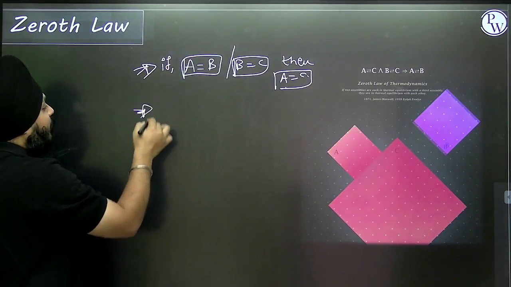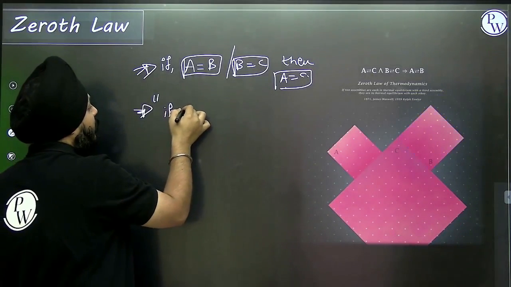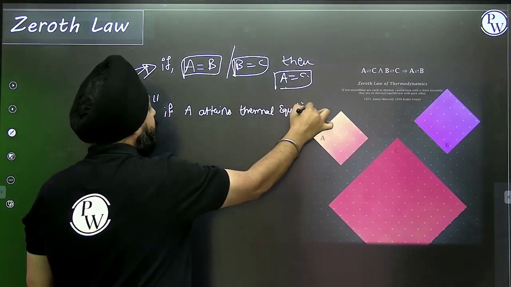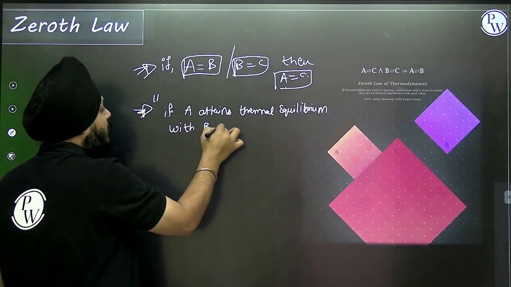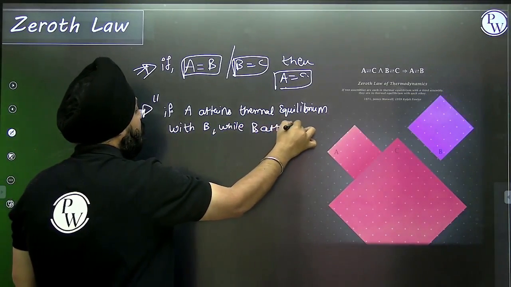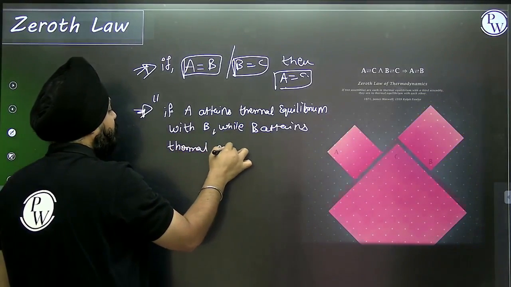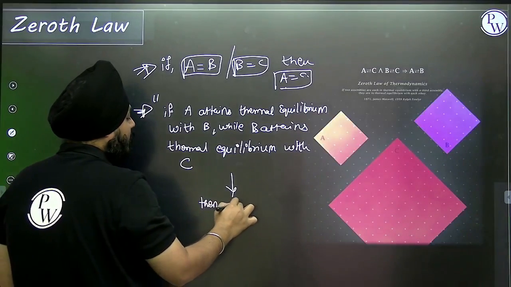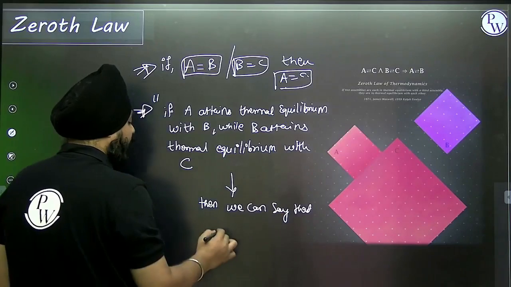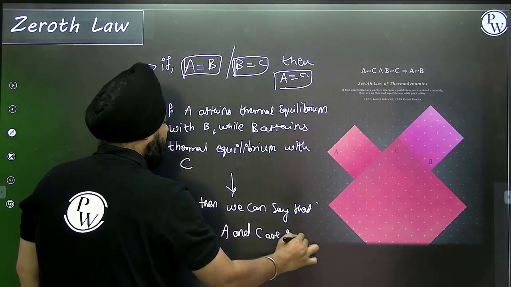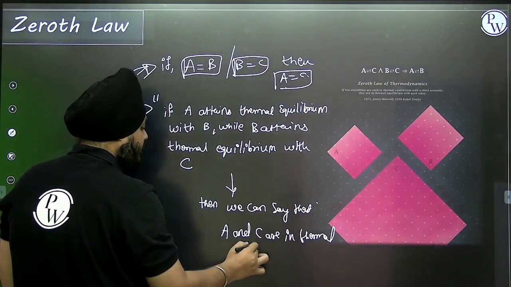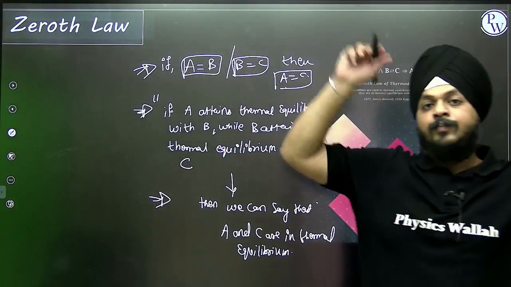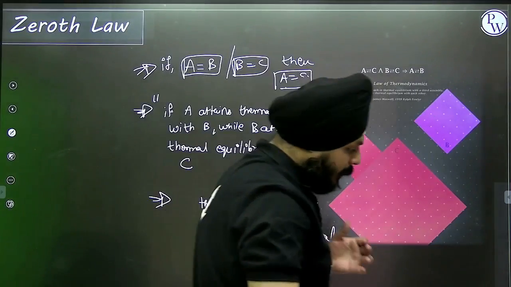Mathematically I have represented this. If I want to write it as a statement: if A attains thermal equilibrium with B, while B attains thermal equilibrium with C, if this happens, then we can say that A and C are in thermal equilibrium.